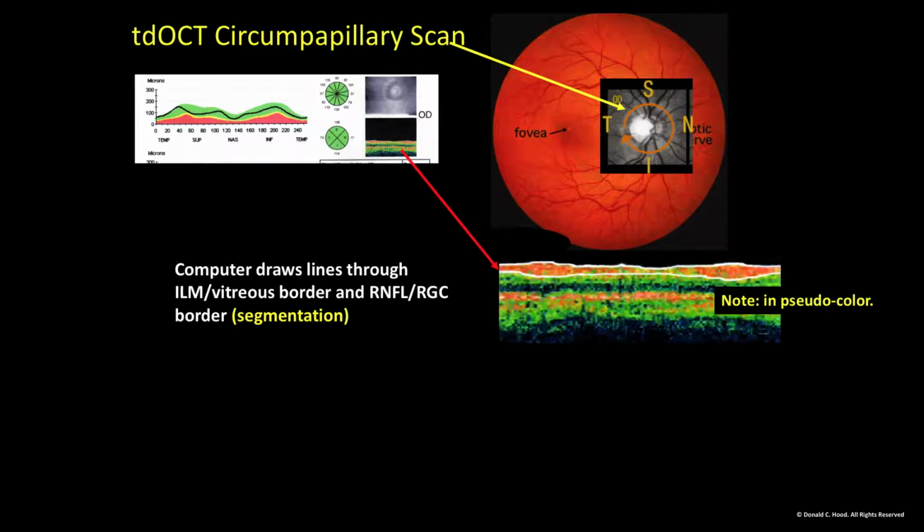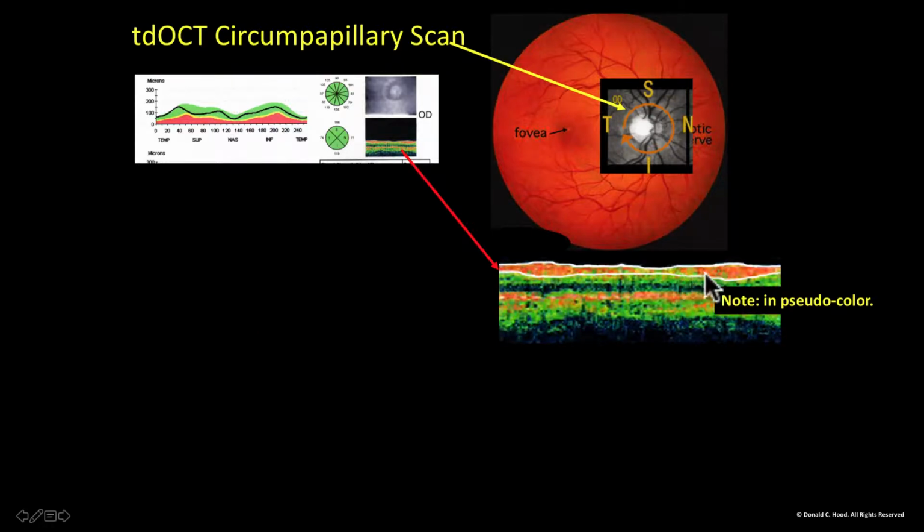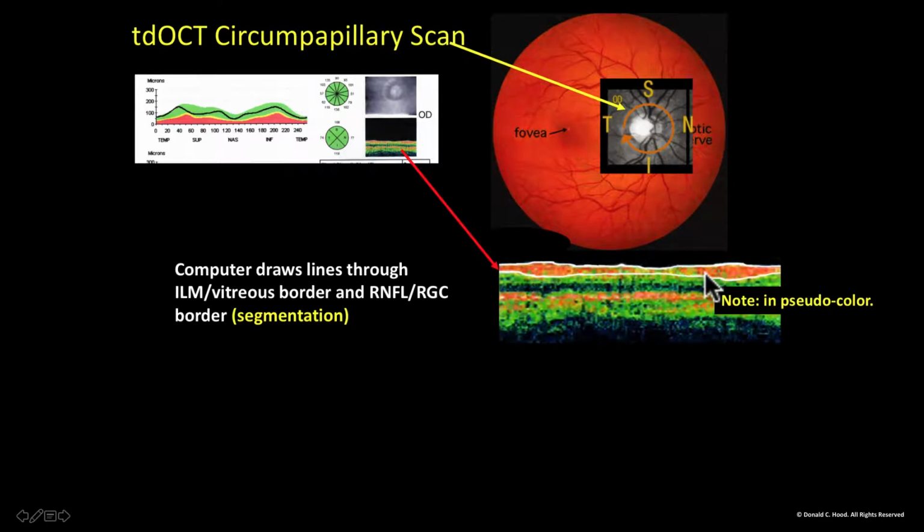All right, now, what the computer did then and does now is draw a line through the boundaries of the retinal nerve fiber layers. So the upper white line here is the vitreal retinal boundary, and the second white line below it is the boundary between the retinal nerve fiber layer and the retinal ganglion cells. This process by which these boundaries are found is called segmentation.